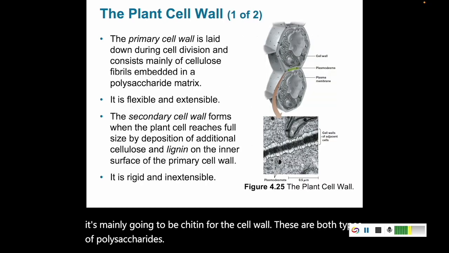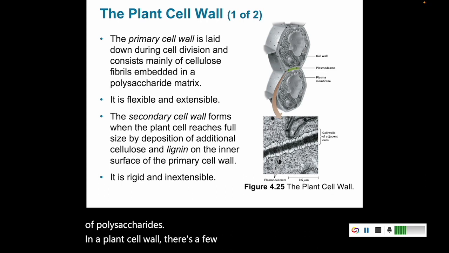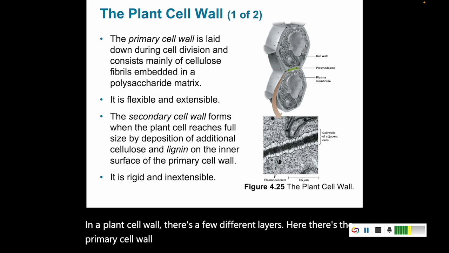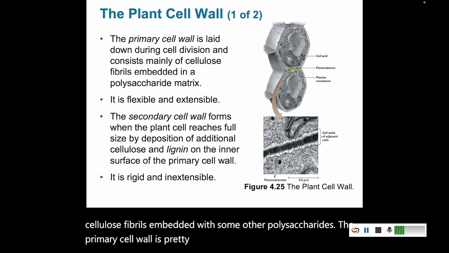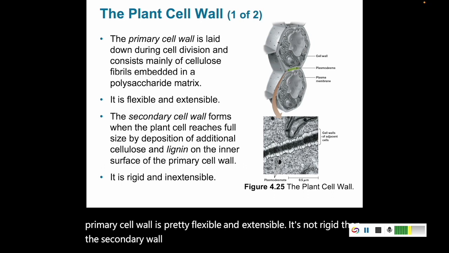In a plant cell wall, there are a few different layers here. There's the primary cell wall, which is laid down during cell division. It's mainly cellulose fibrils embedded with some other polysaccharides. The primary cell wall is pretty flexible and extensible. It's not rigid. Then the secondary wall forms when the plant cell gets to its full size.